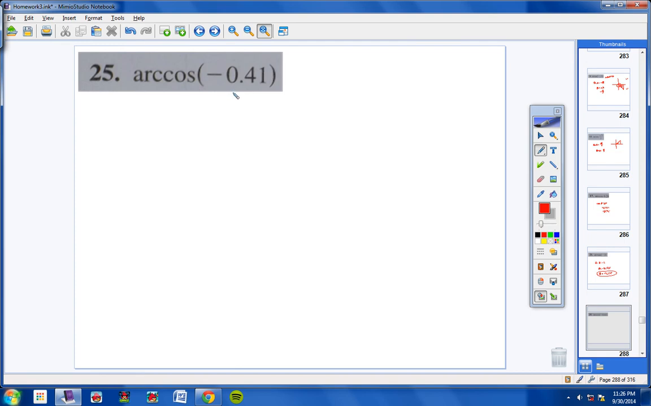All right, moving on to number 25. Arc cosine of -0.41. Well, we rewrite that as cosine of theta equals -0.41. Then hit second cosine because we're looking for an angle, -0.41. And we're going to get out 114.204 degrees. Because this 4 here tells us to leave the 0 alone, we're just going to round to two decimal places. And there's our answer.